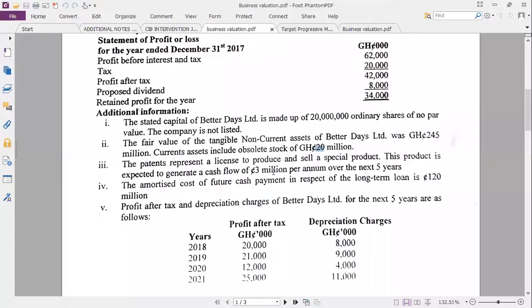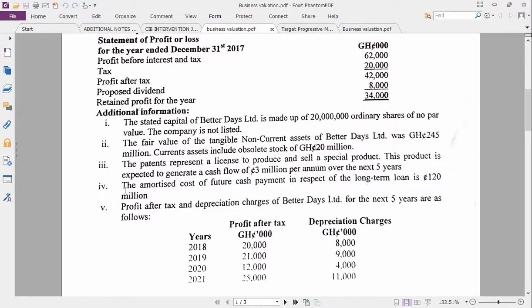That's all. The patent represents a license to produce and sell special products. This product is expected to generate cash flow of 3 million per year over the next 5 years. So all you have to do is find the present value of 3 million for the next 5 years. So you find the discount factor for the 5th year. They'll give you the cost of capital, and then that's all.